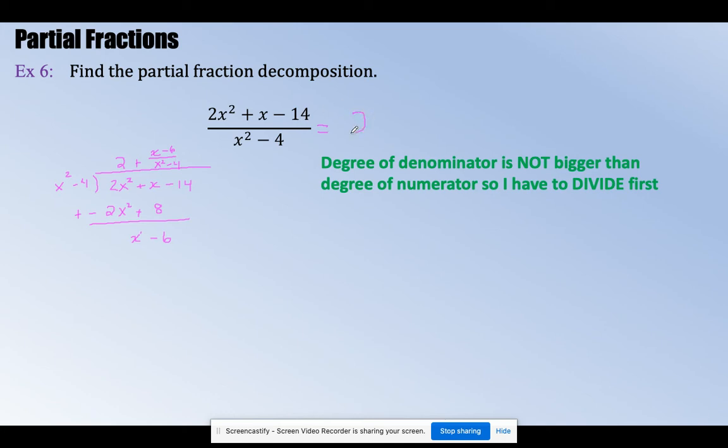So step 1, you've already broken this up part of the way, right? There's nothing more you can do with 2, but you have to further split this one apart. So x squared minus 4 is non-repeating linear factors, thank goodness. So I can just put a and b up here.